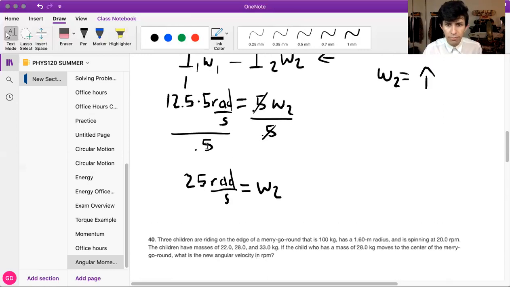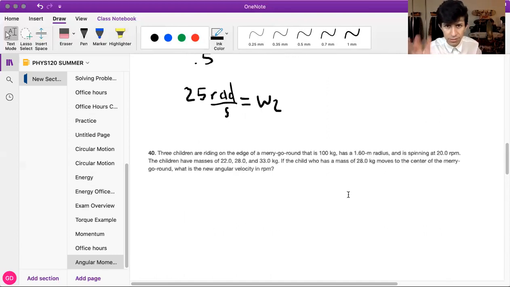If we did the problem with the ice skater with the values in revs per second, you would see how everything cancels out but revs per second. So your answer would have still been in revs per second. Likewise, the same here. So what are revs per second? Before we even jump into this problem, let's talk about that.